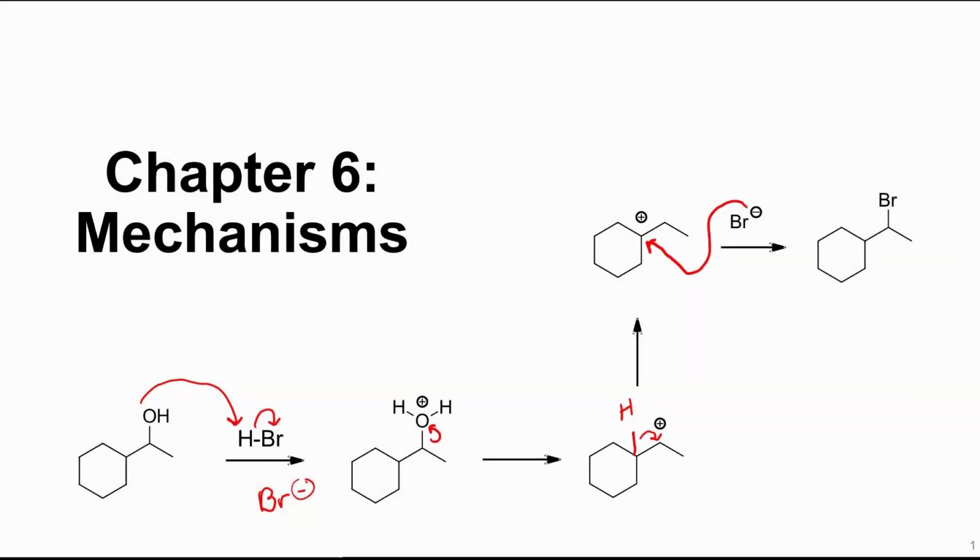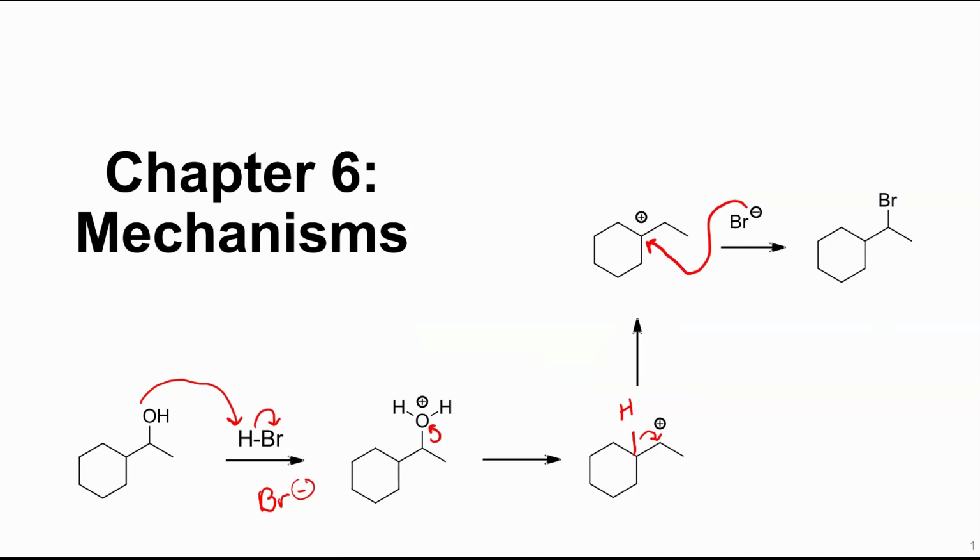In Chapter 6, we'll be looking at mechanisms, and it is very important for you to learn how mechanisms work. It will allow you to rely on memorization of reactions a lot less as the semester progresses, and also in Chem 326 if you are continuing on to Organic 2. So it is very important for you to get the gist of how mechanisms work and get a good understanding of what is going on here.